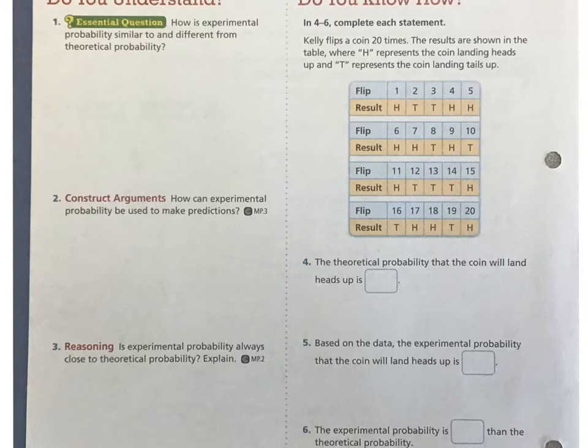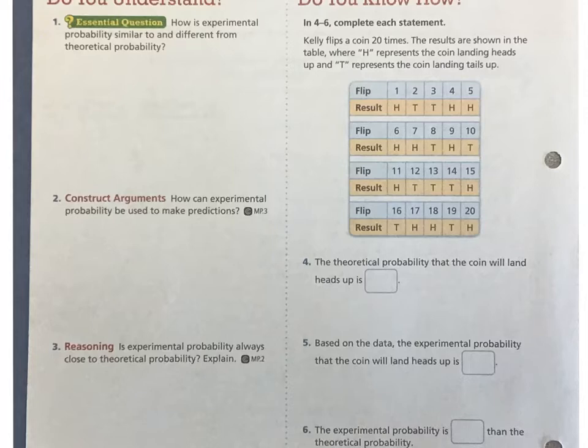Now let's answer some questions together. In numbers 4 through 6, complete each statement. Kelly flips a coin 20 times. The results are shown in the table, where H represents the coin landing heads up and T represents the coin landing tails up. So you can see in the table the result of flipping a coin 20 times, and each result of the flip is recorded.